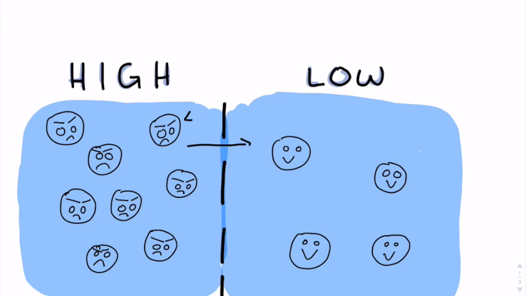So if we have all these solutes here, they're going to want to move through the membrane to an area of lower concentration. These molecules don't want to be crammed together, so they're going to try to find a space where they're less bombarded by the molecules around them.